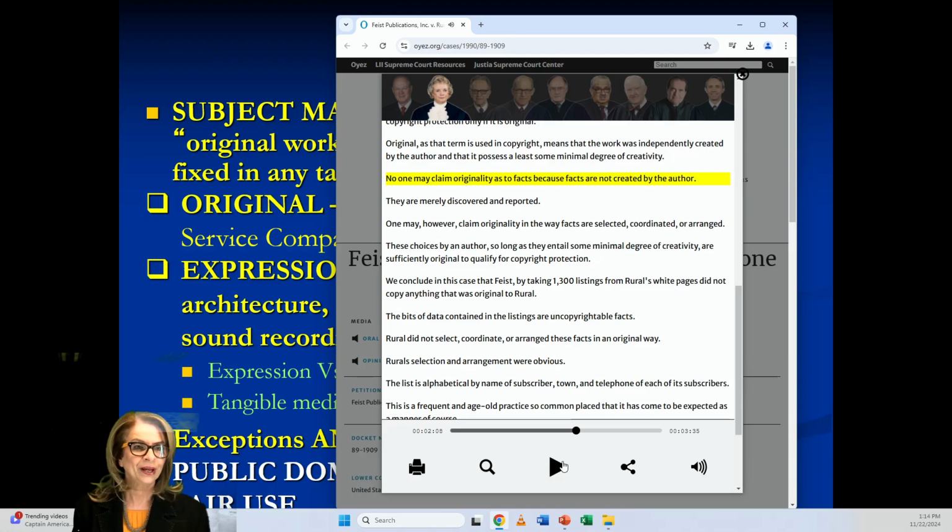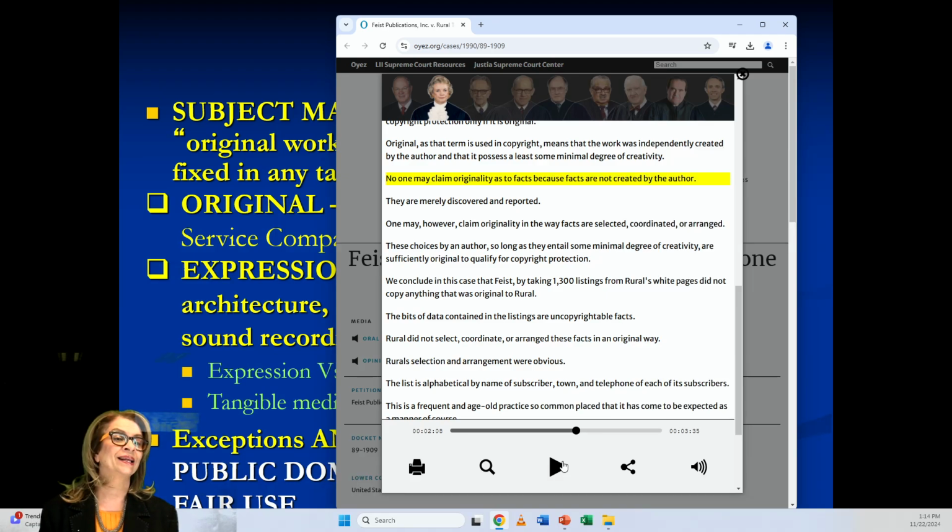So let's repeat that because it's really, really important. Original, as the term is used in copyright law, means that the work was independently created by the author and that it possessed at least some minimal degree of creativity, and not just hard work.